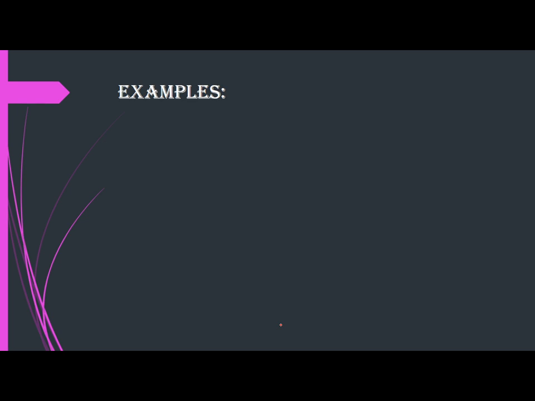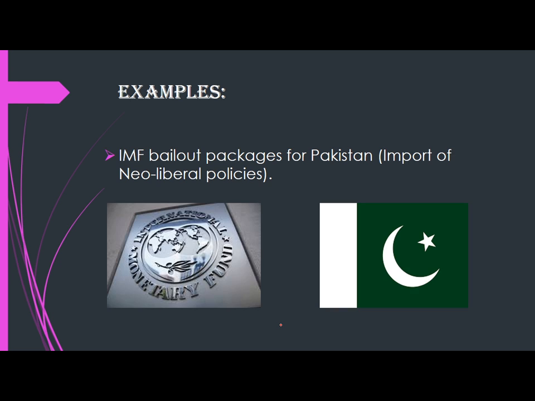There can be many examples of neoliberalism in action, but we are going to discuss three examples here, just to give you an idea of how neoliberalism is being followed. The IMF bailout package for Pakistan. It is basically an import of neoliberal policies in Pakistan. What the IMF wants from Pakistan is a free market based economy. It is asking Pakistan to lower its grip on the private sphere or move towards more privatization, fiscal consolidation and all that.